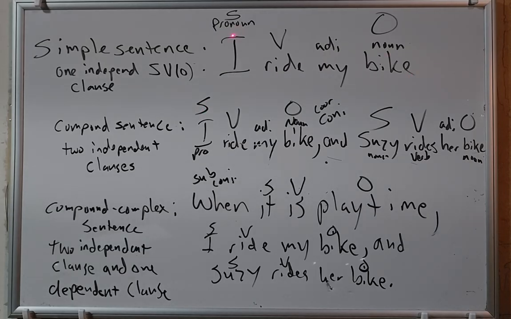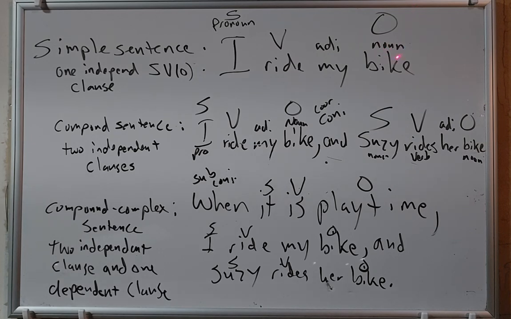We have a pronoun in the subject position. As we know, the subject can be nouns or pronouns. We have a verb in the verb position. We have an adjective. This is actually a possessive pronoun, which we will discuss in a later video in parts of speech. But you see, it is describing what bike, which bike, whose bike. It's describing the noun, so it is an adjective in this clause or sentence.